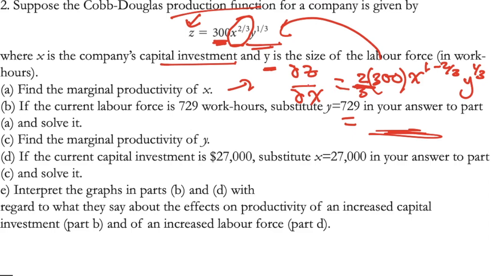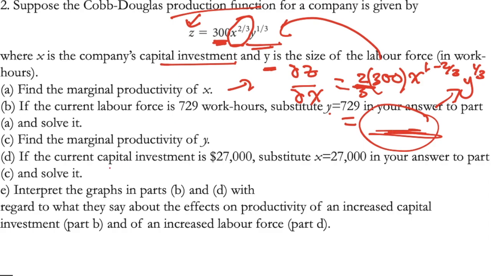Okay, so this is delta Z over delta X. You hold Y constant. Okay. B, if the current labor force is 729 work hours, substitute 729 in your answer to part A and solve it. Okay. You substitute Y equal to 729 back here and then solve the answer. So I'm sure you know how to do it.